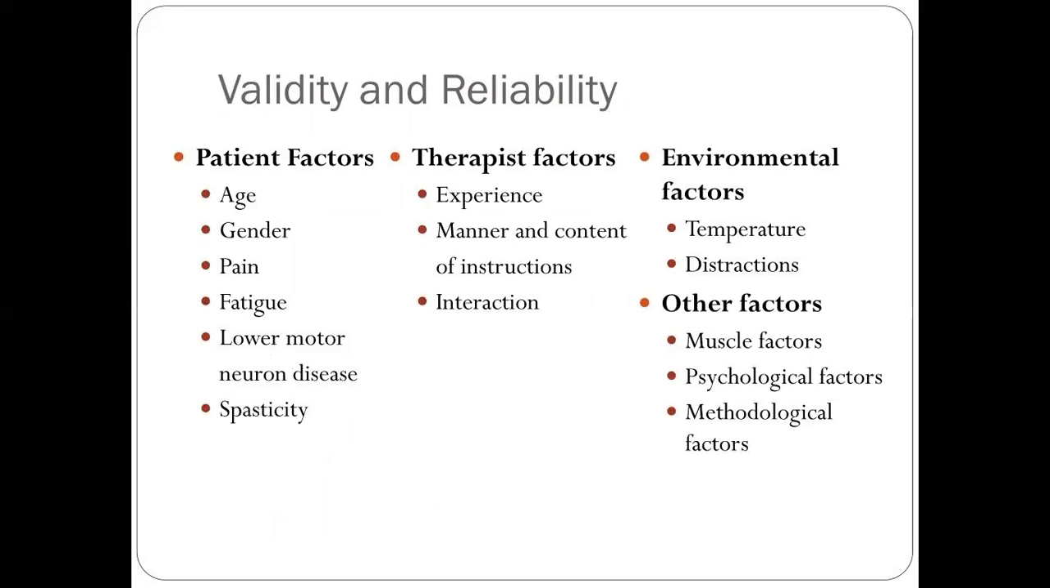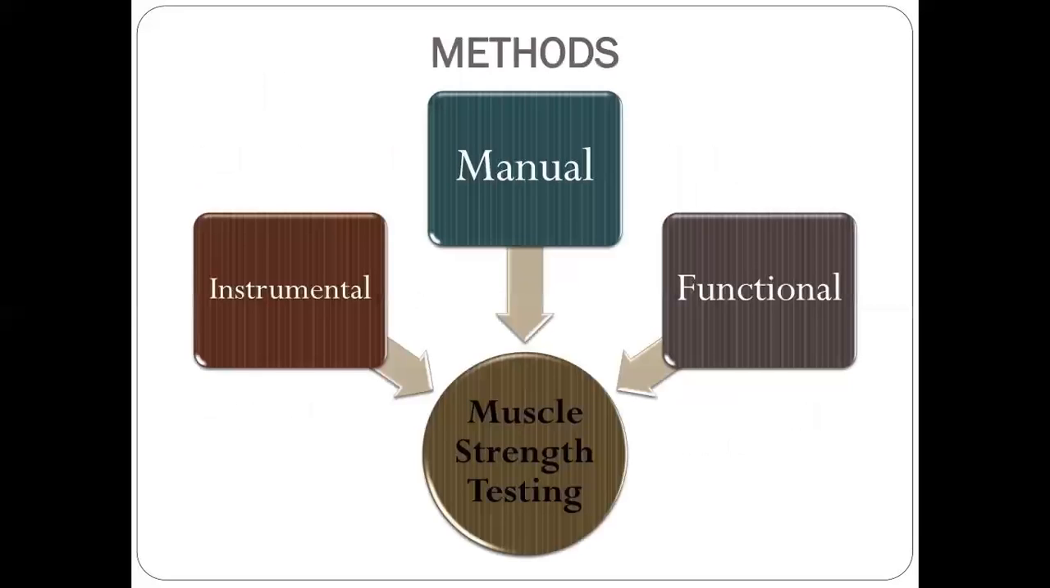Patient factors are age, gender, pain, fatigue, lower motor neuron disease, and spasticity, whereas therapist factors are experience, manner, content of instruction, and interaction with the patient. Then environmental factors are temperature and distractions. Other factors include muscle factors, psychological factors, methodological factors.